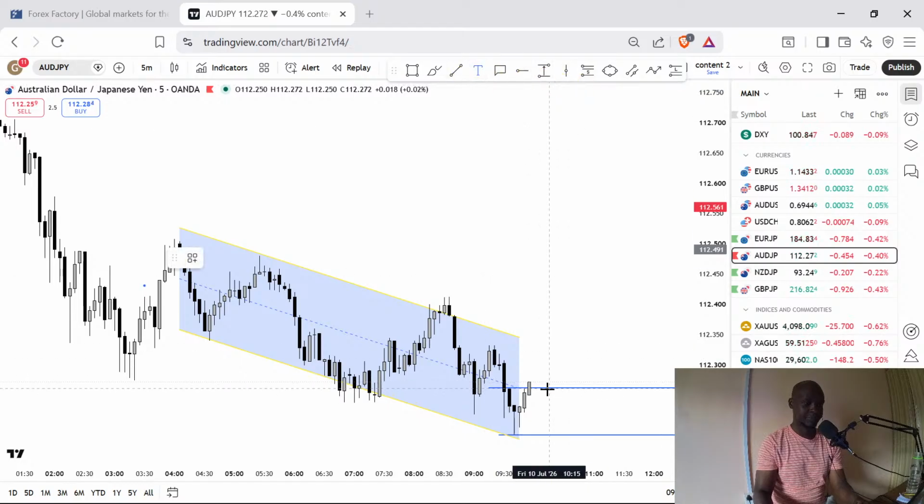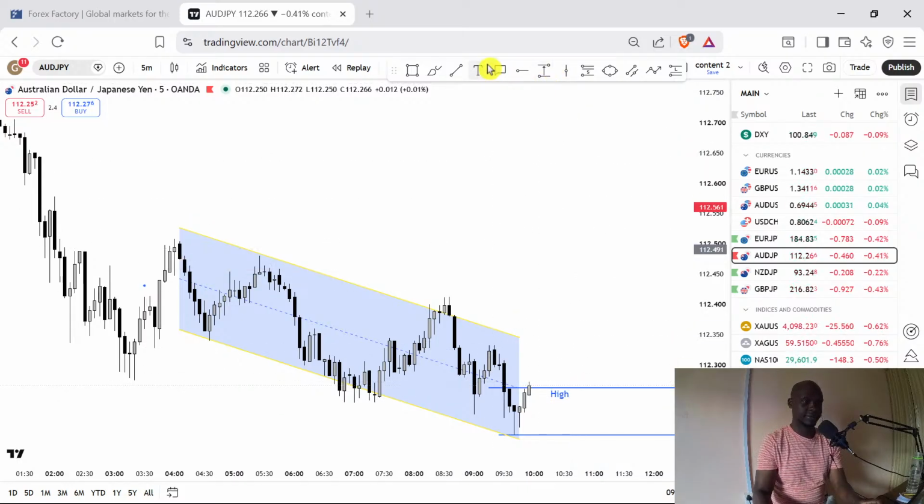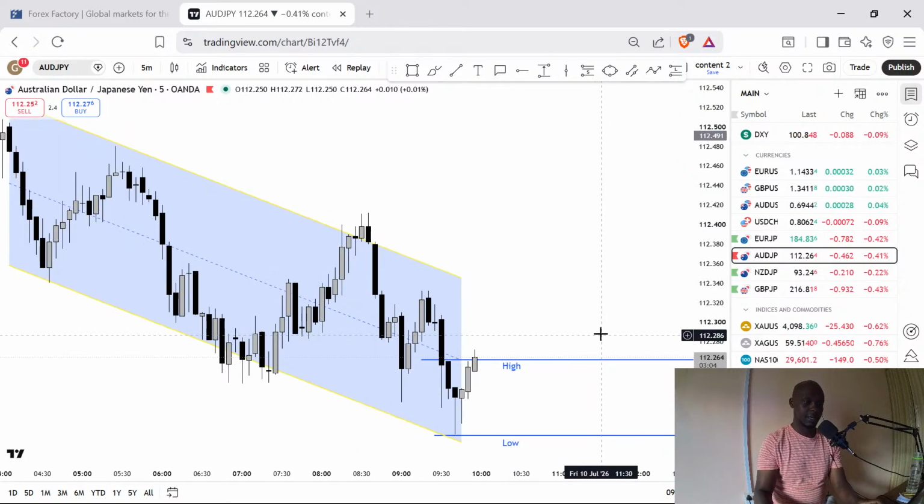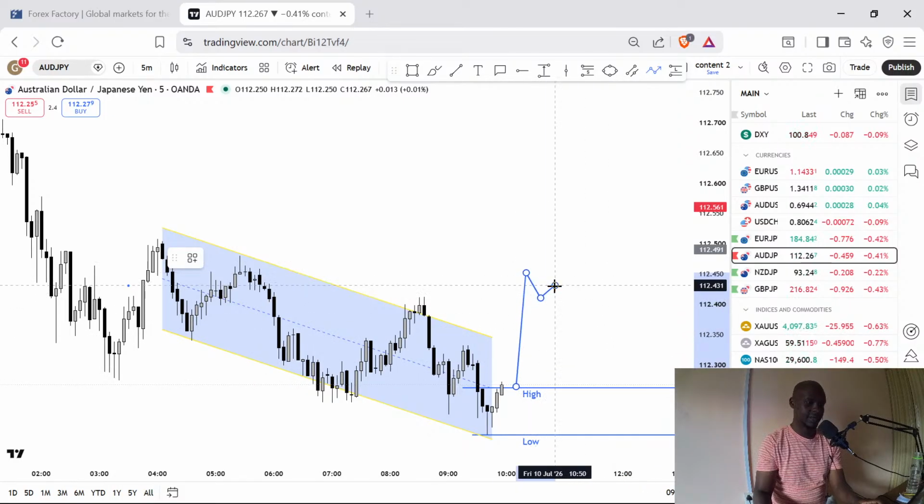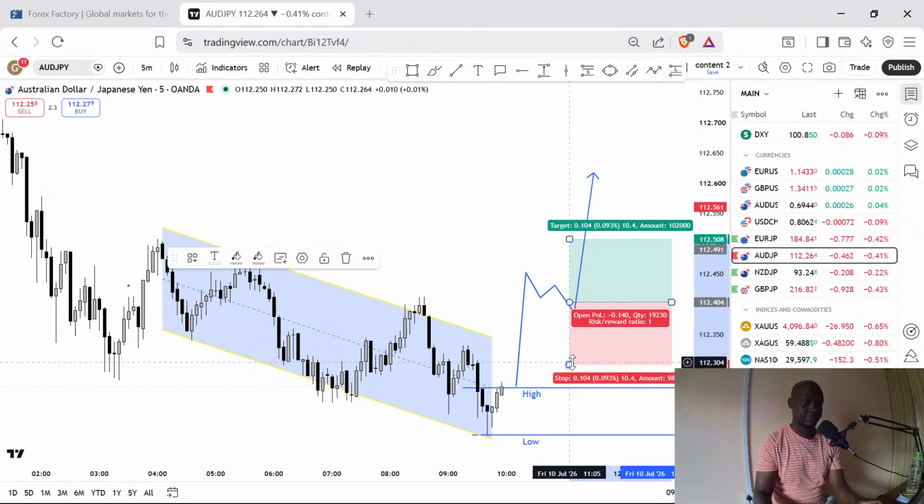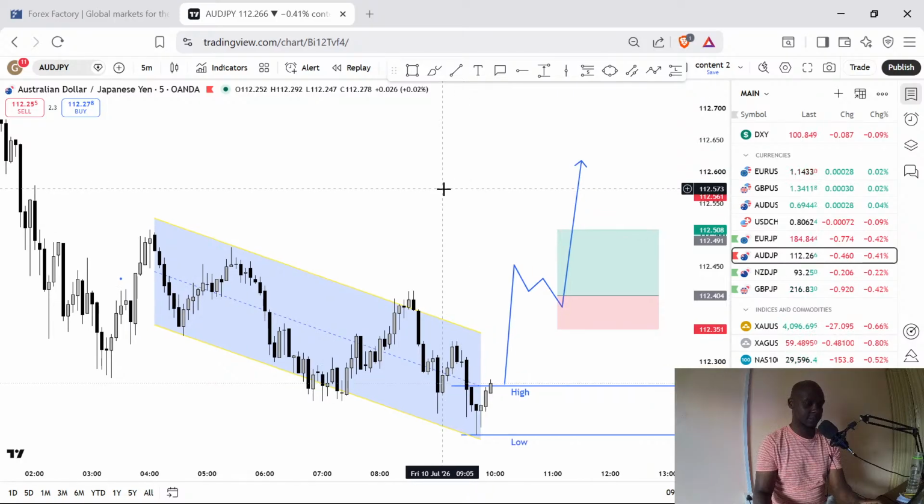So right now, we've just broken this high that I was looking at. This was the high. This is the low. Now, what I like to see right now in this pair for me to take longs, I like to see a very strong push to the upside. Then we get the pullback, and I'll be looking to take longs. This will be the highest probability setup on this particular pair right now.